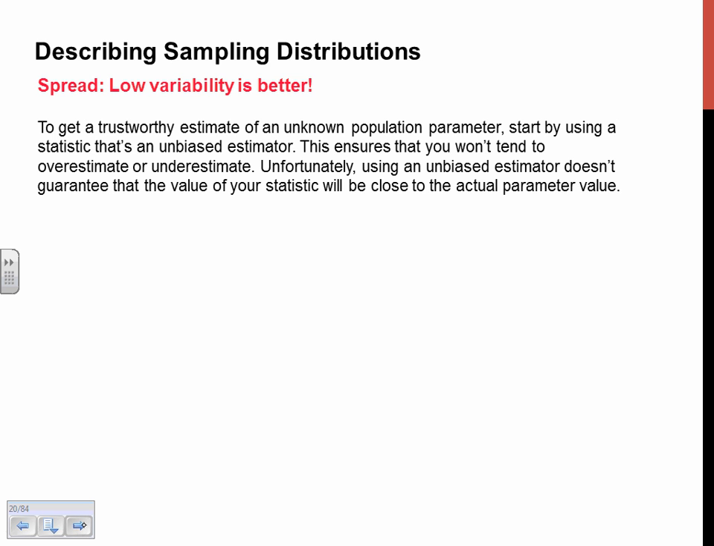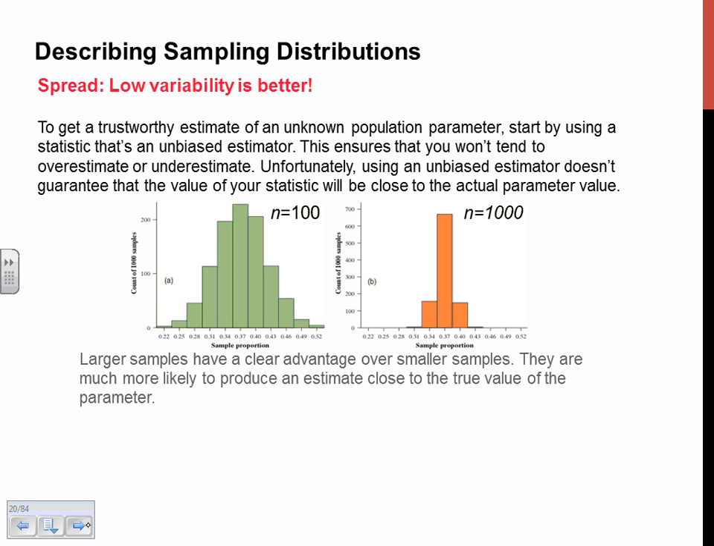All right, what about the spread? Well, you want something that is low variability, so you do not want it very spread out. So to get a trustworthy estimate of an unknown population parameter, start by using a statistic that's an unbiased estimator. This ensures you won't tend to overestimate or underestimate. Larger samples will have a clear advantage over smaller samples. They are much more likely to produce an estimate close to the true value. Okay, so the larger the sample, the less variability.